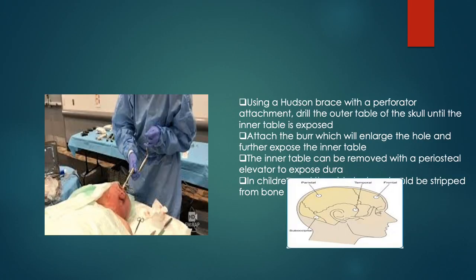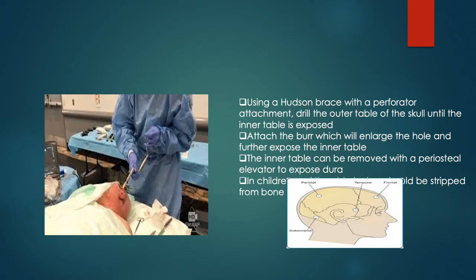So after you've done that, then you ask your assistant to hold the head, because as you apply pressure, it moves. So he sort of counteracts you as you're trying to make your burr hole. So using the Hudson brace with the perforator that we have seen previously, you drill the bone, drill the outer table until the inner table is exposed, and then when it's exposed, attach the burr. So the burr will enlarge your hole and further expose the inner table.